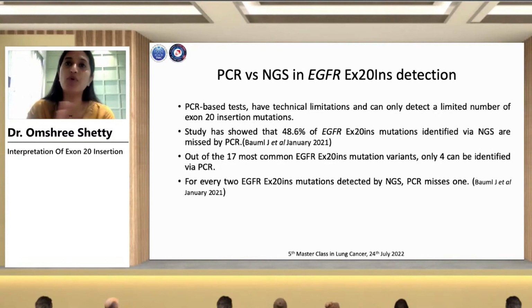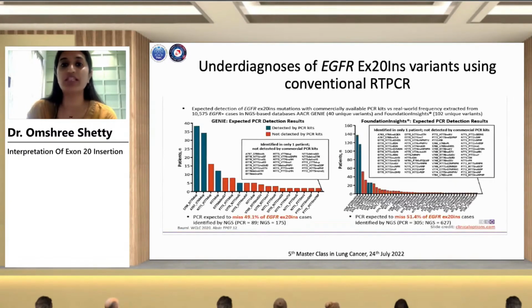Out of the 17 most common exon 20 insertion mutations, if you take any commercial kit, be it Cobas, be it Diatec, be it any other company, they would have primer probes only for 4 major regions. That is a major limitation why exon 20 insertions have been missed out and patients have not been responding to the classical therapy. For every 2 EGFR exon 20 insertion mutations detected by NGS, PCR misses 1. This is one such study where they compared 2 different NGS methods versus conventional PCR, and it was shown that nearly 50% of the mutations were missed.